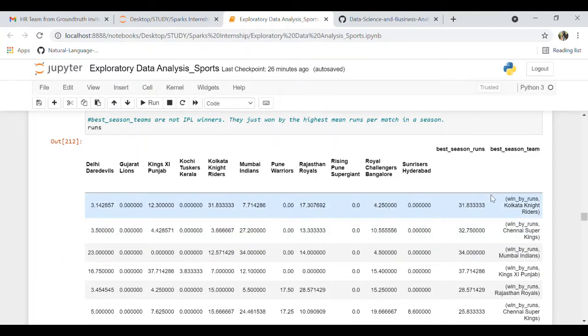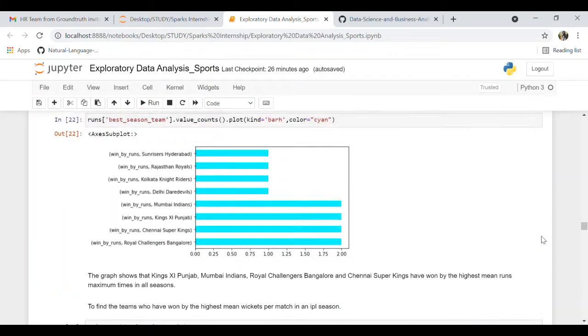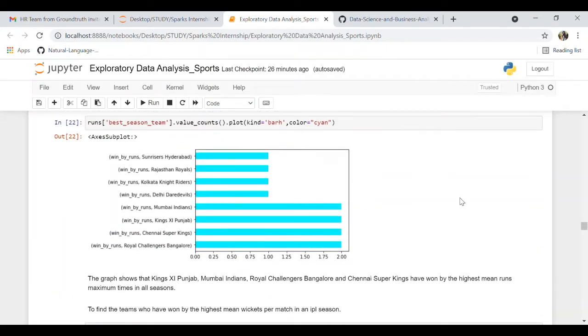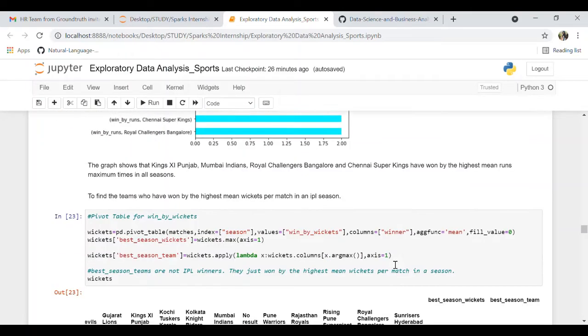We have obtained for each season which team has scored the highest mean win by runs, and the name of the team. And this is the count plot of the same, where we found out that Kings XI Punjab, Mumbai Indians, Royal Challengers Bangalore and Chennai Super Kings have won by the highest mean runs across the seasons.